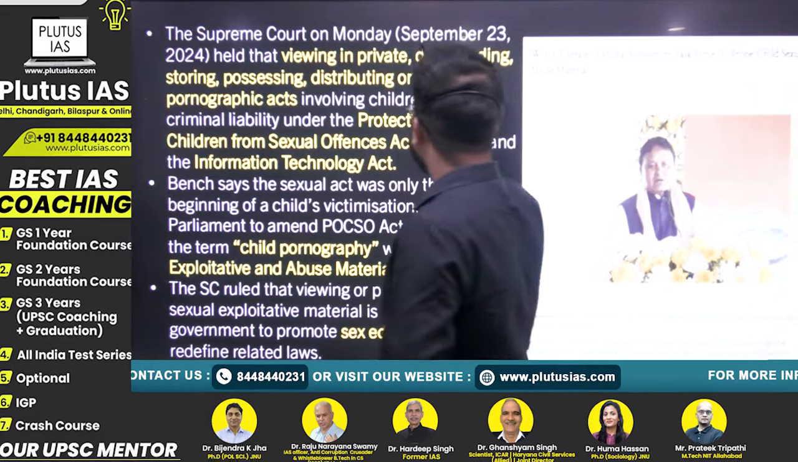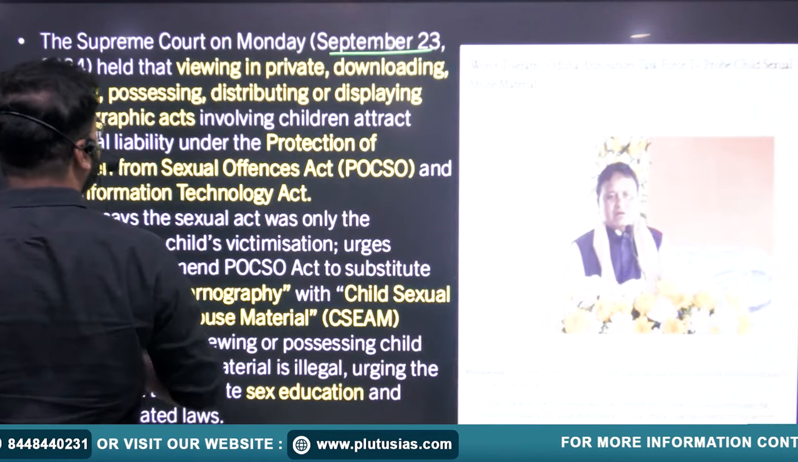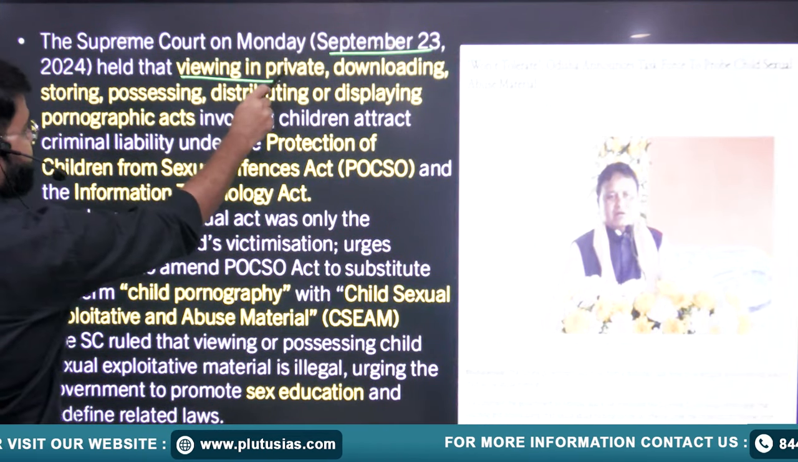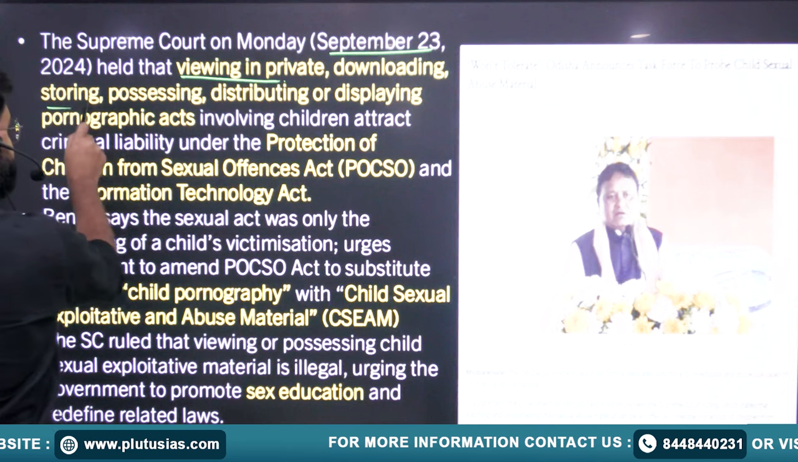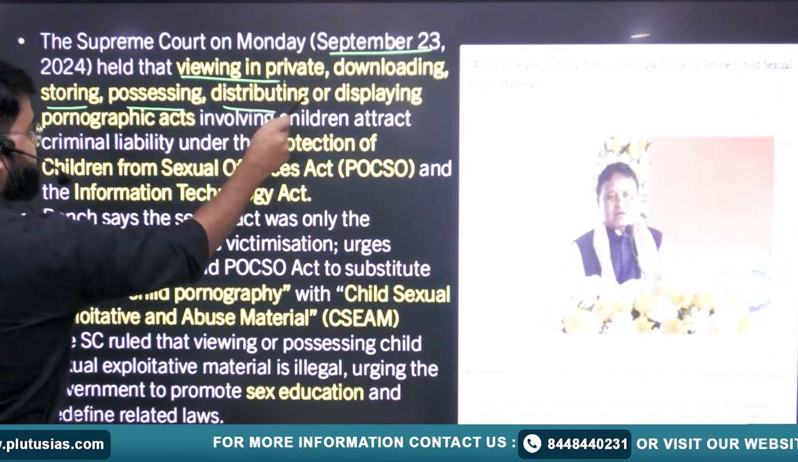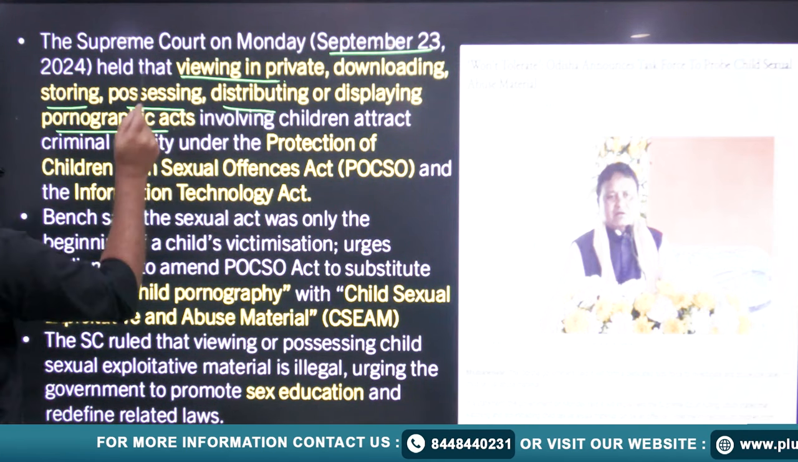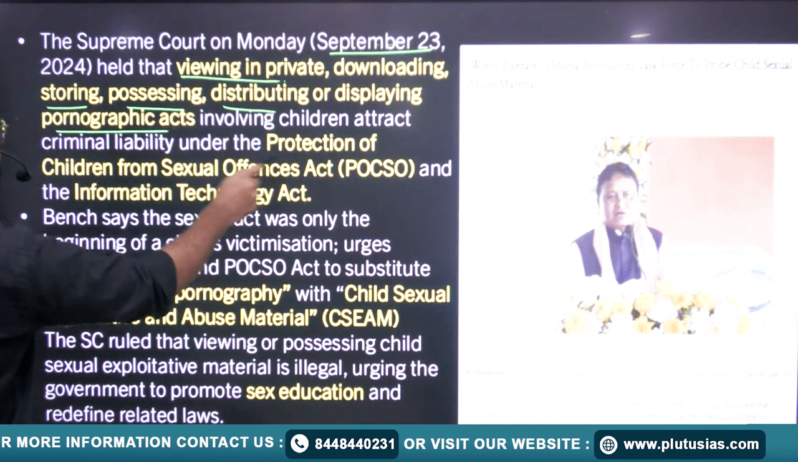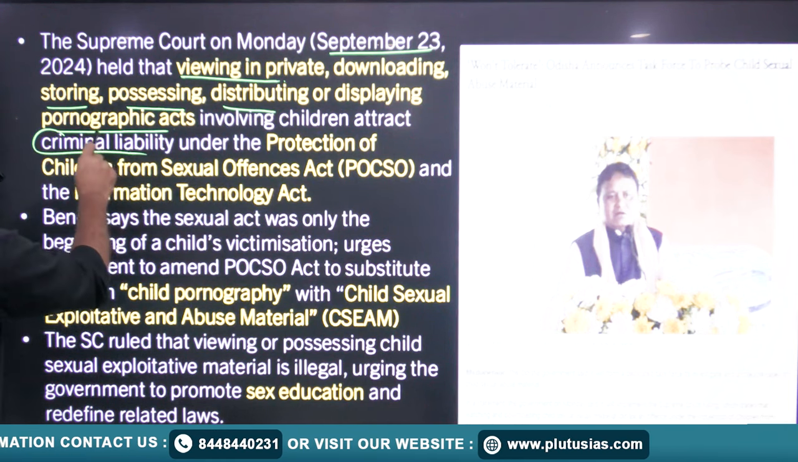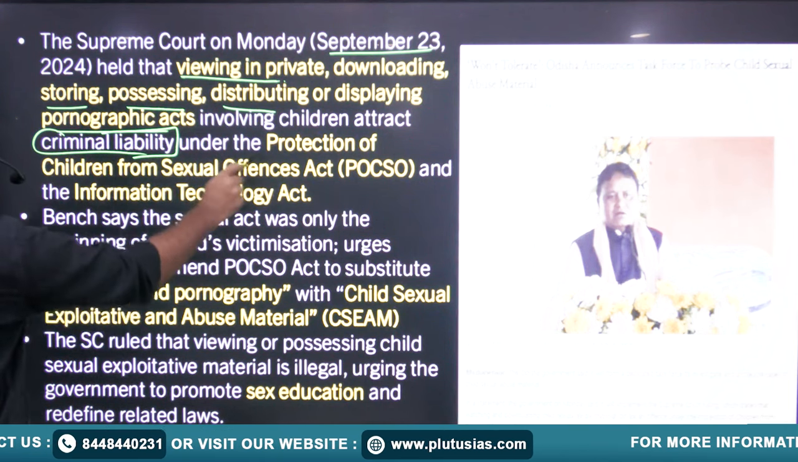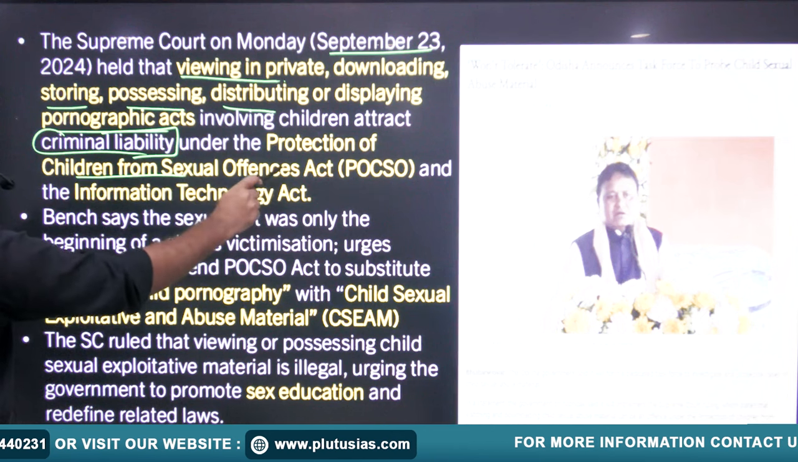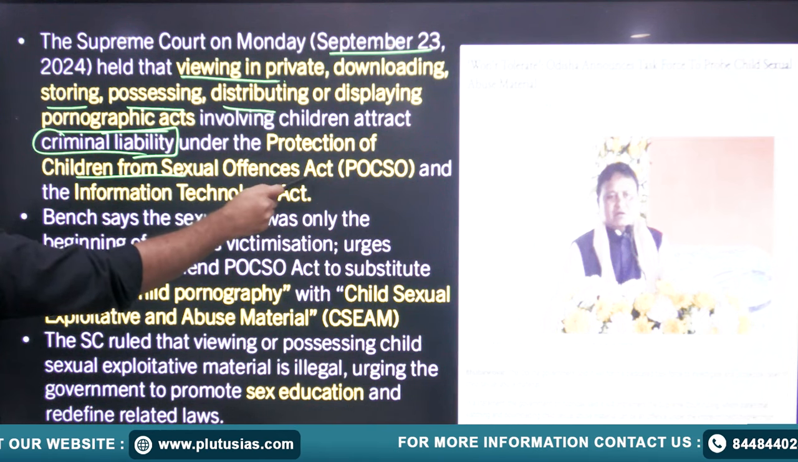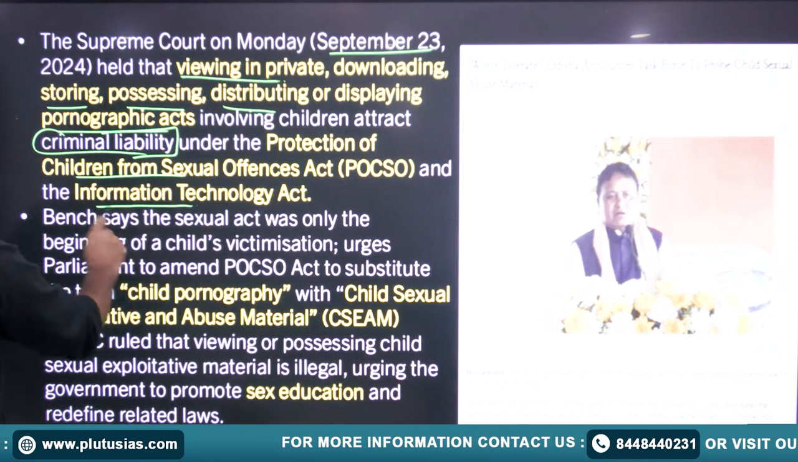The Supreme Court on Monday, September 23, held that viewing in private, downloading, storing, possessing, distributing, or displaying pornographic acts involving children attracts criminal liability under the Protection of Children from Sexual Offences Act, POCSO, and the Information Technology Act.